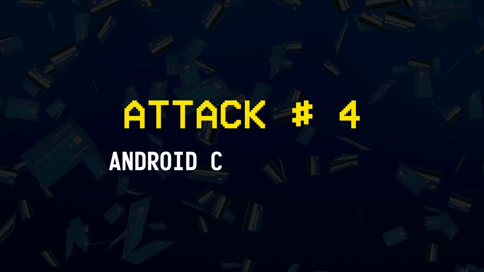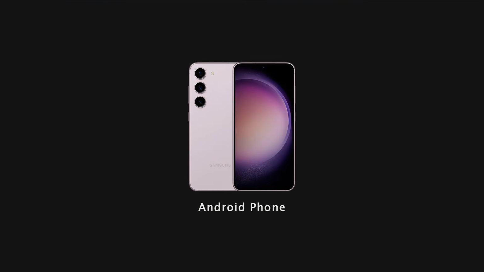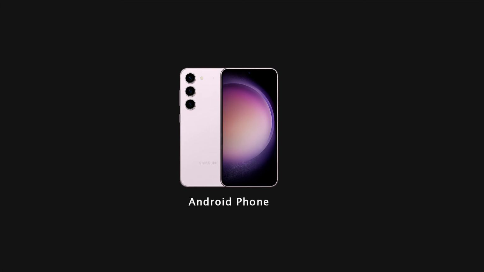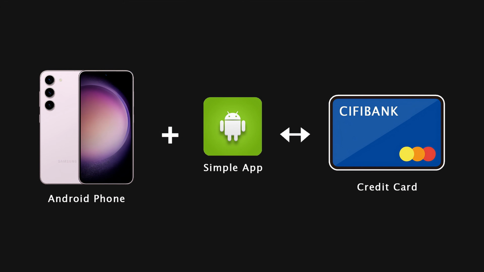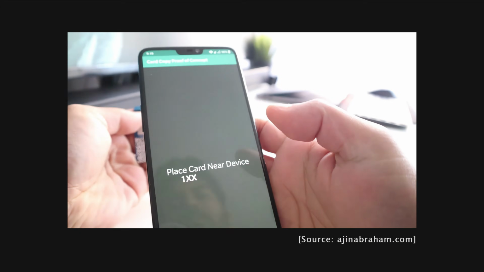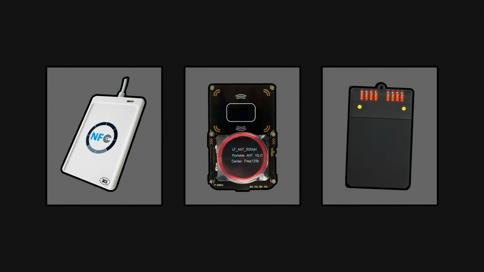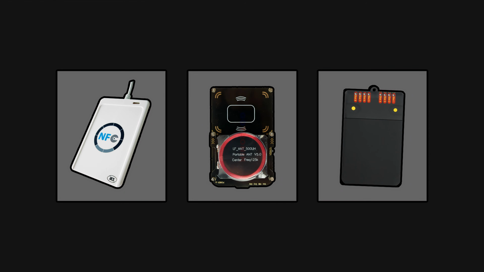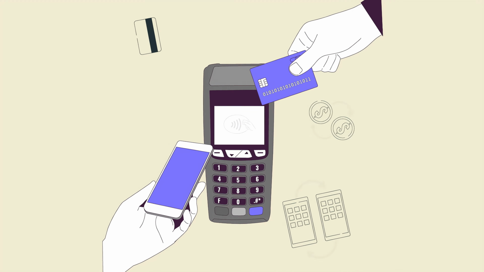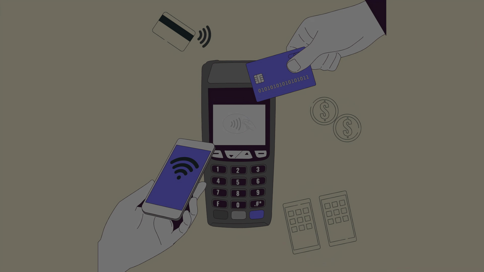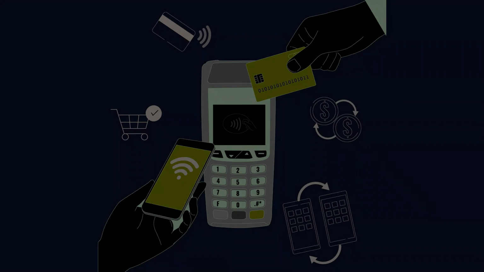Attack Vector 4, Android card skimming. Moving on, what if I told you that anyone with an Android phone, plus a simple app, can now read data from your credit card, without even touching it? Well, that's exactly what a researcher demonstrated in a proof-of-concept video, showing that card skimming no longer needs any fancy gear or special NFC readers, but just an Android phone acting as a fake payment terminal, which can grab your card details the moment it gets close.